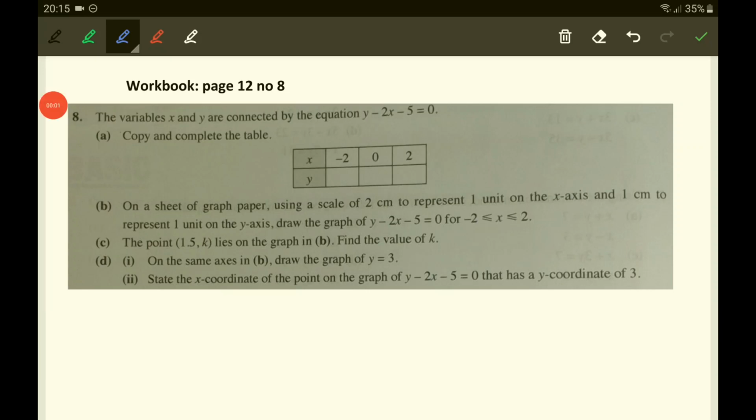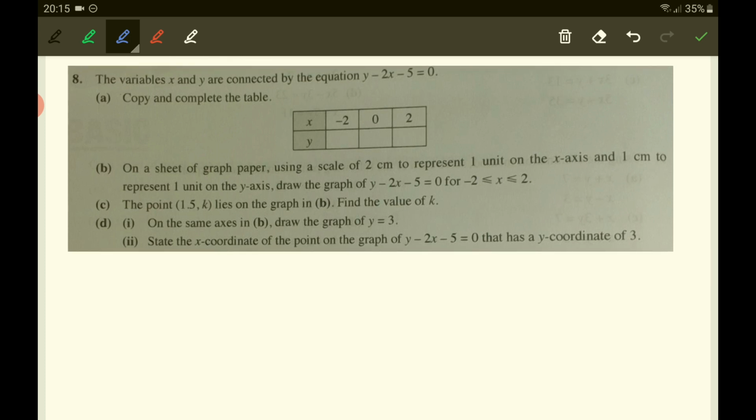Okay, now we are going to discuss linear and quadratic graphs. Here we have a question from the workbook, page 12, number 8. The question is like this: the variables x and y are connected by the equation y minus 2x minus 5 equals 0. For part (a), we are going to copy and complete the table.